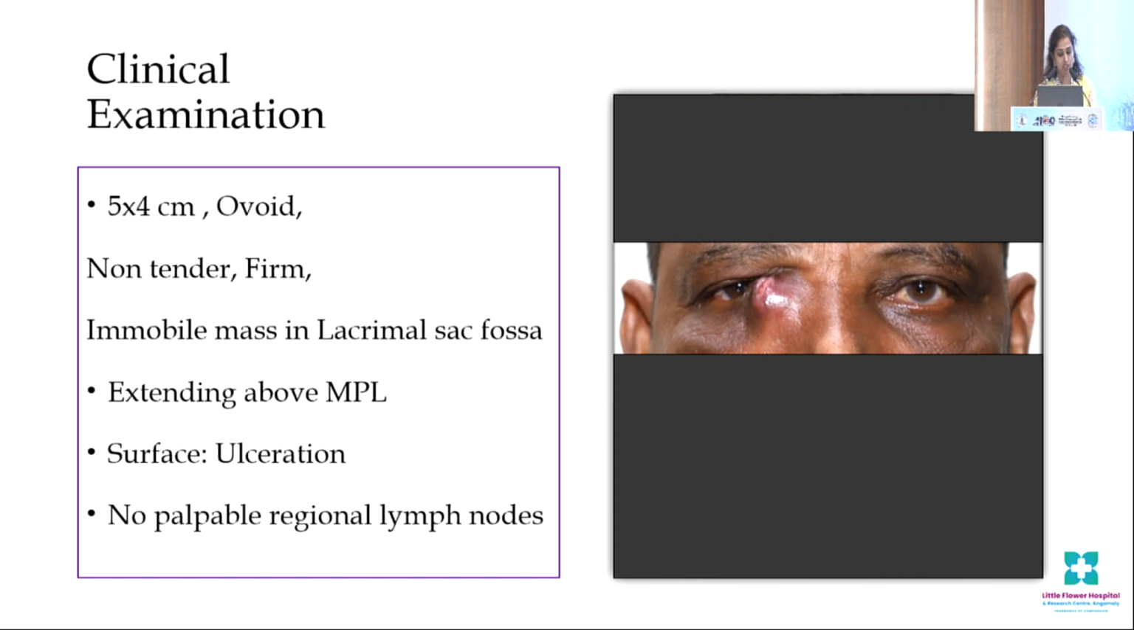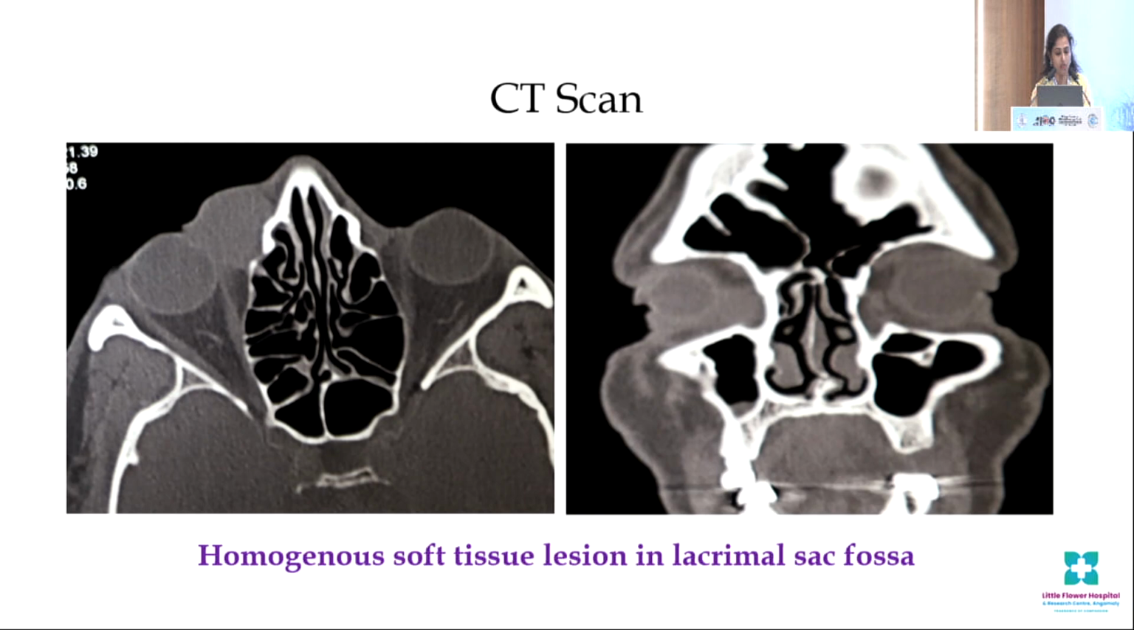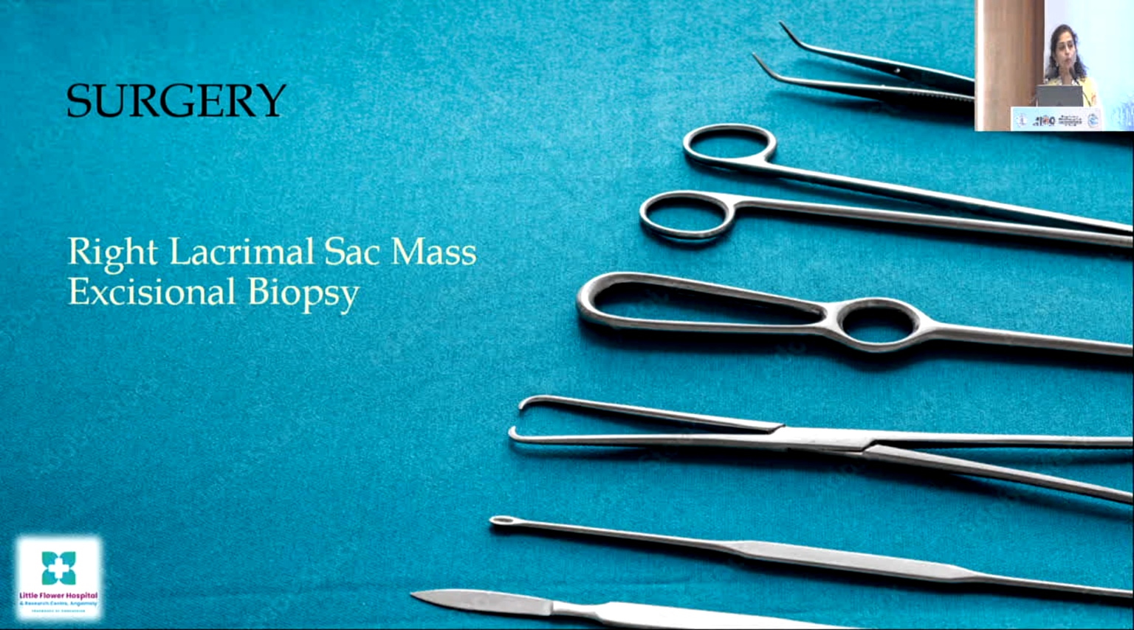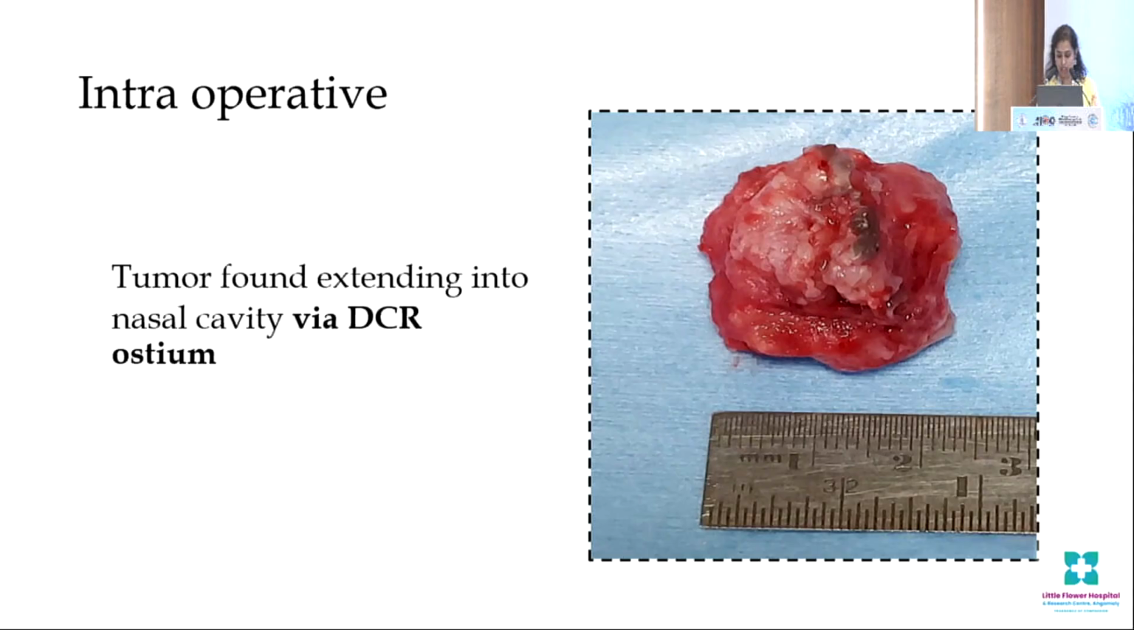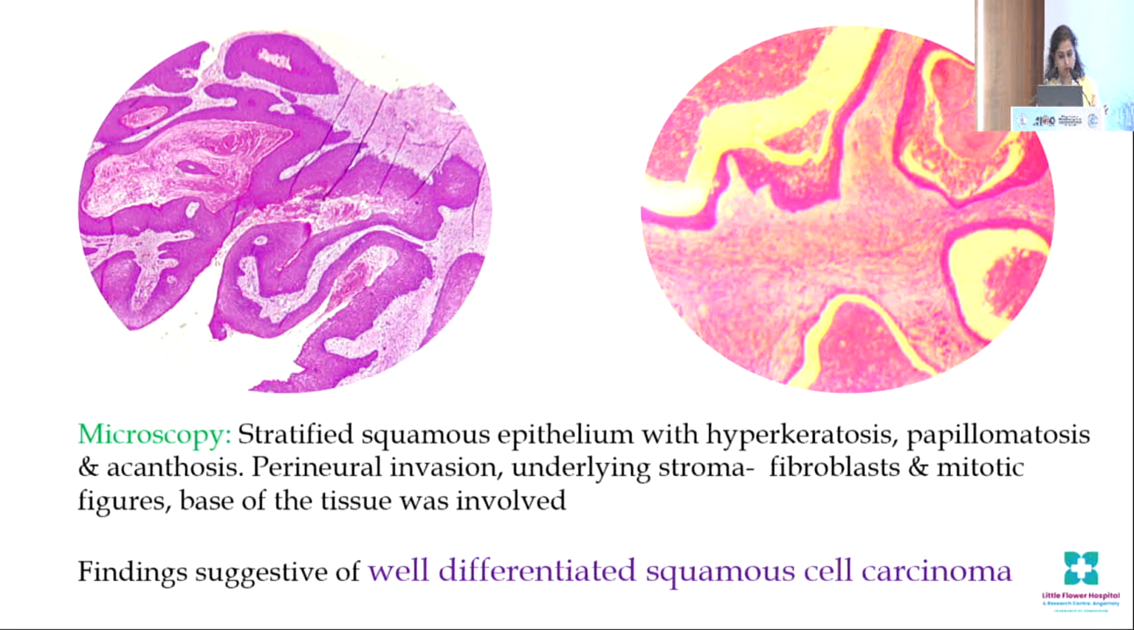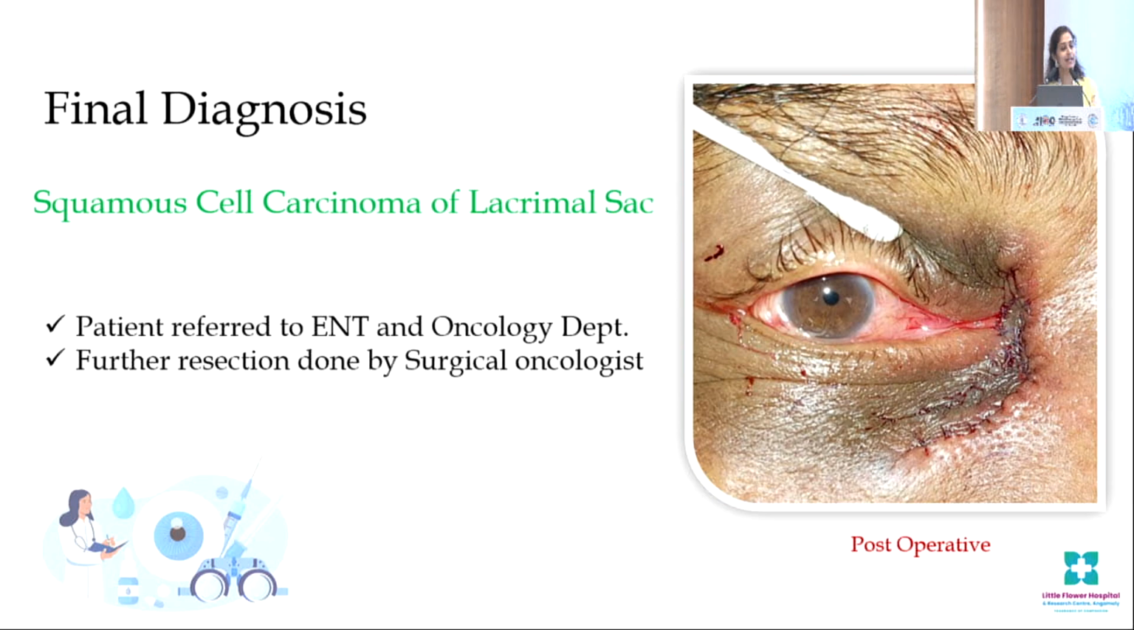CT scan showed a homogeneous soft tissue lesion with minimal bony excavation. So with the history of papilloma and the CT finding, we decided to go ahead with a right lacrimal sac mass excisional biopsy. However, intraoperatively, we found the tumor extending into the nasal cavity via the DCR ostium made by the previous surgery. The mass was sent for histopathology, and the findings were suggestive of well-differentiated squamous cell carcinoma. The final diagnosis was squamous cell carcinoma of the lacrimal sac, and the patient was referred to the ENT and oncology departments, and further resection was done by the surgical oncologist.